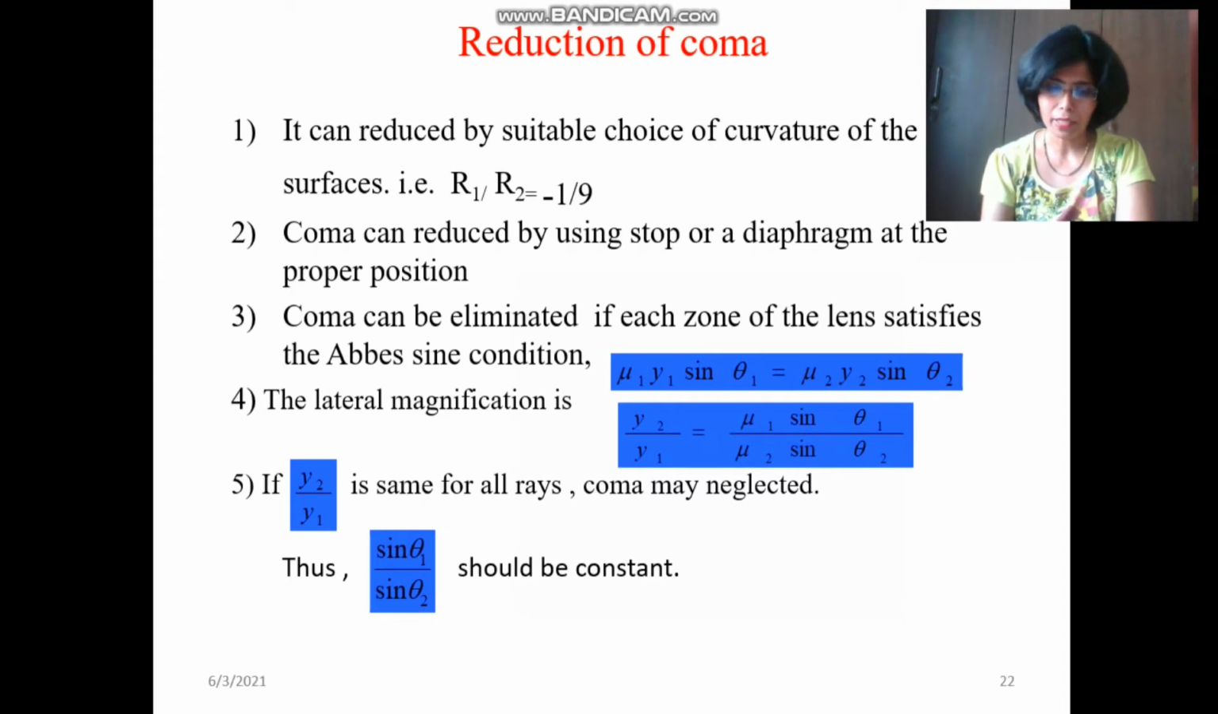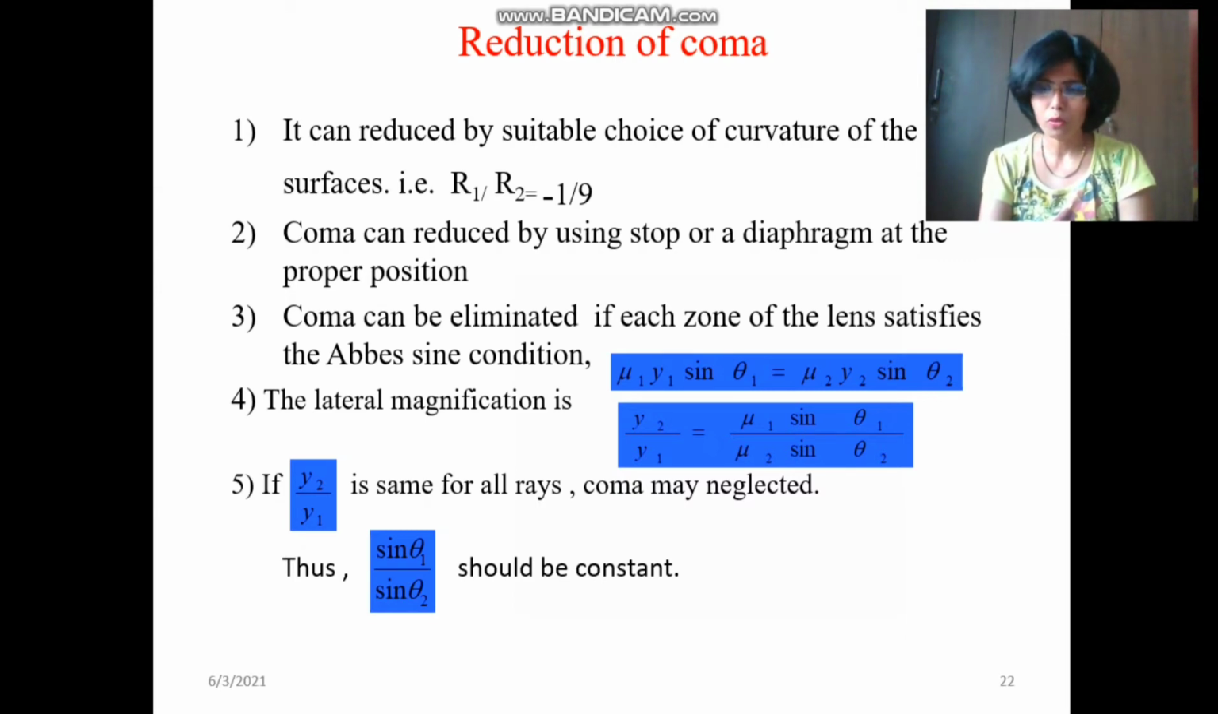Now the lateral magnification of the lens is given by y2 upon y1. So lateral magnification y2 upon y1 is equal to mu1 sin theta 1 upon mu2 sin theta 2. Now, if the lateral magnification y2 upon y1 is the same for all the rays of light irrespective of the slope angles, theta 1 and theta 2, then coma may be eliminated.